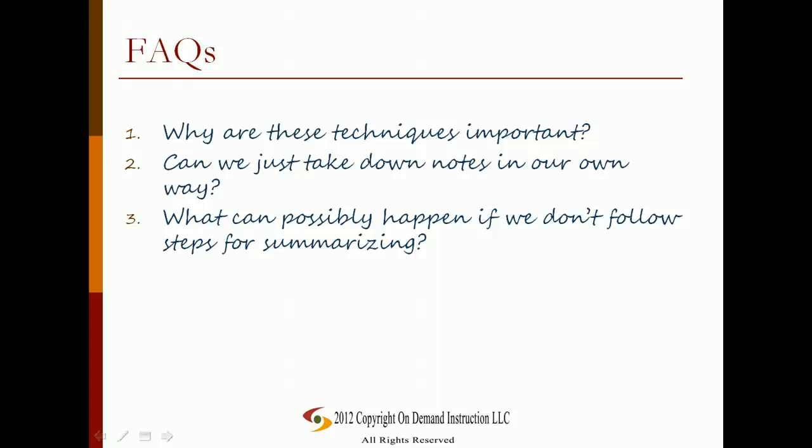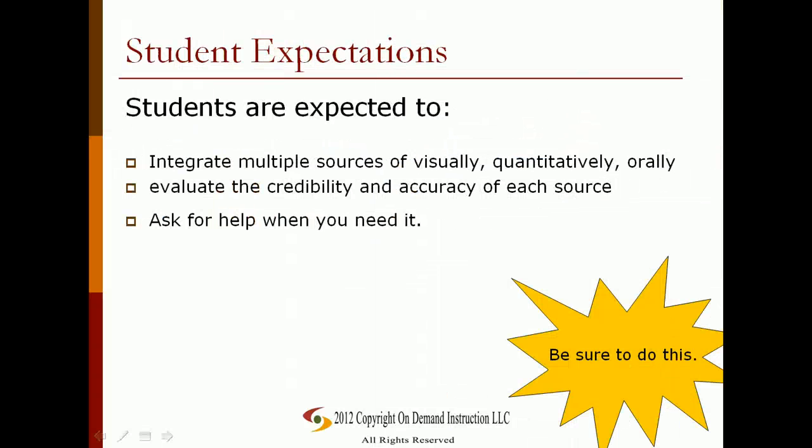What can possibly happen if we don't follow the steps for summarizing? You might not be able to achieve the summary that you want. Ideas might lack unity and at the same time even lack information to present the main ideas of a material. As a student, you're expected to integrate multiple sources presented visually, quantitatively, and orally. Evaluate the credibility and accuracy of each source.